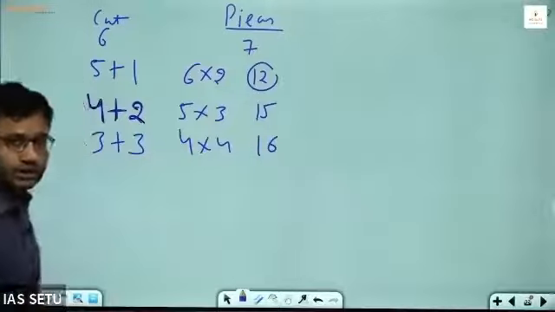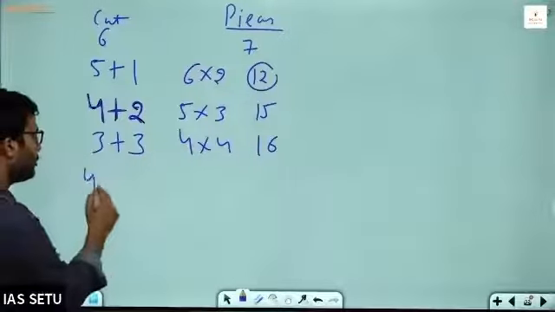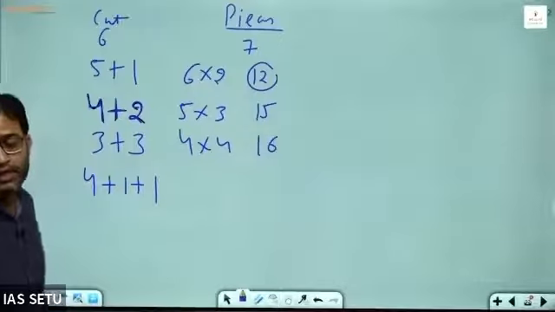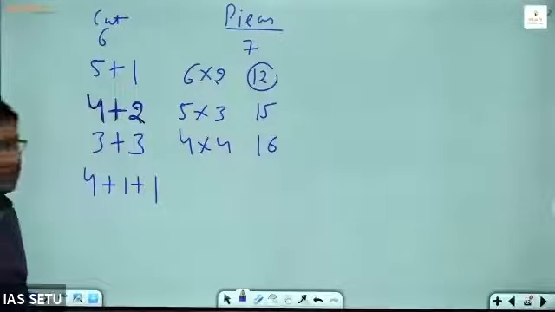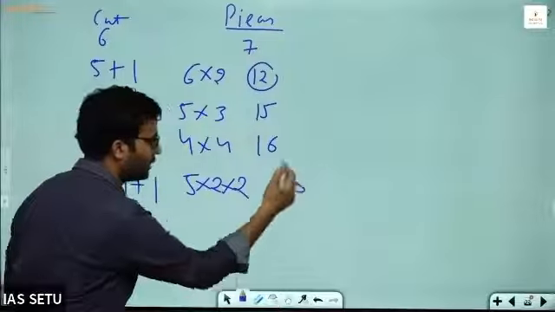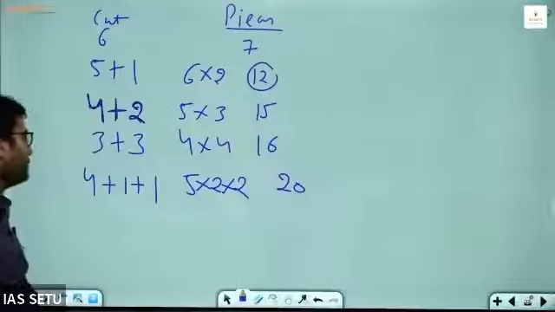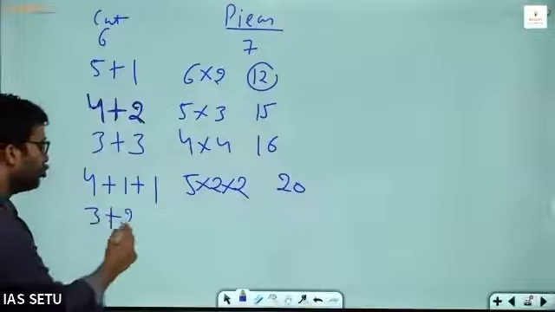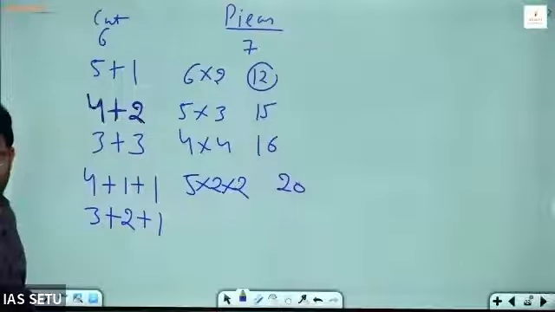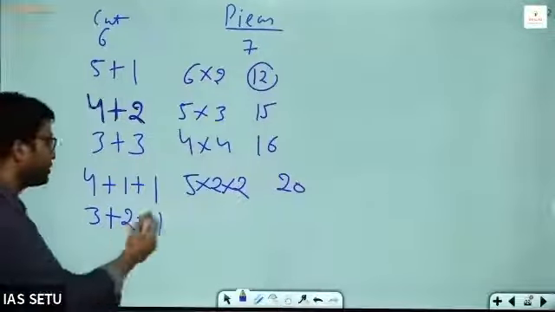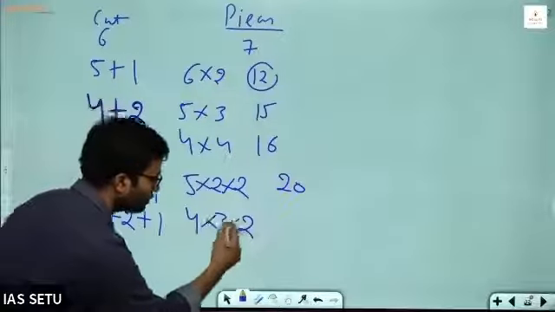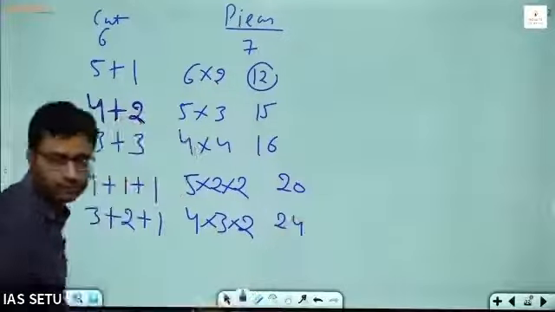Then we use all 3 axes. I put 4 cut on X, 1 cut on Y, 1 cut on Z. Tell me how many pieces? 5 into 2 into 2, 10 into 2, 20. Then 3 cut on X, 2 cut on Y, 1 cut on Z. How many pieces? 24. So this is 3 gives you 4, 2 gives you 3, 1 gives you 2. This is 12 into 2, 24.